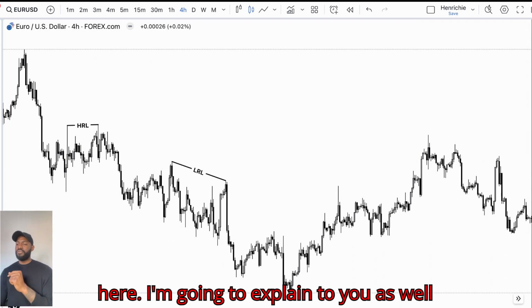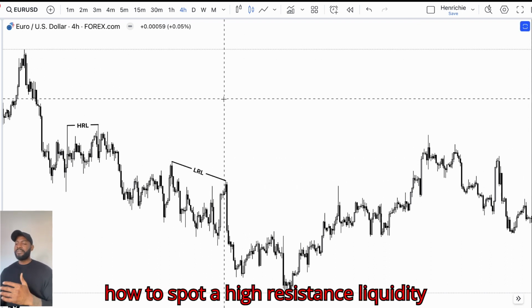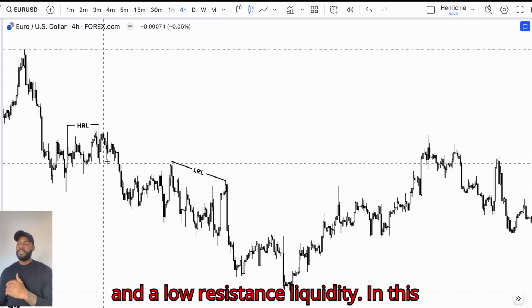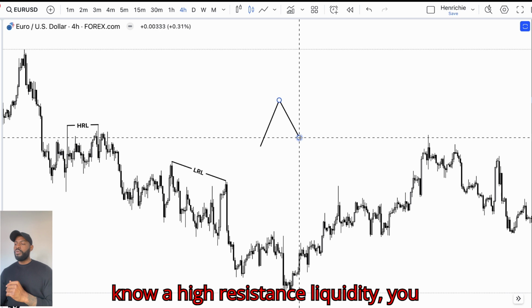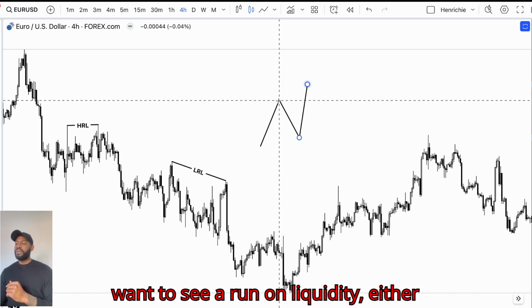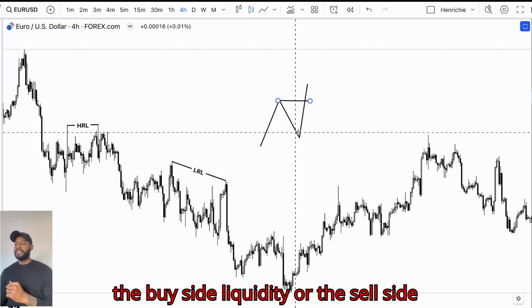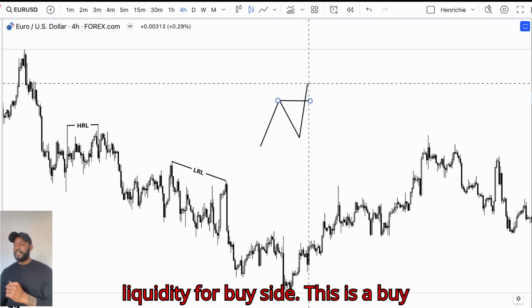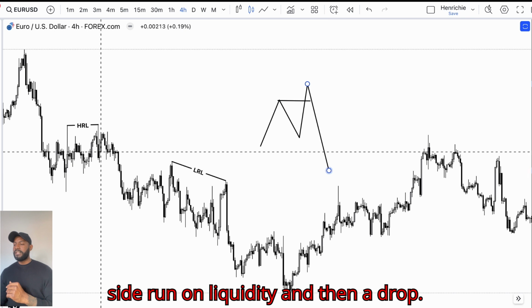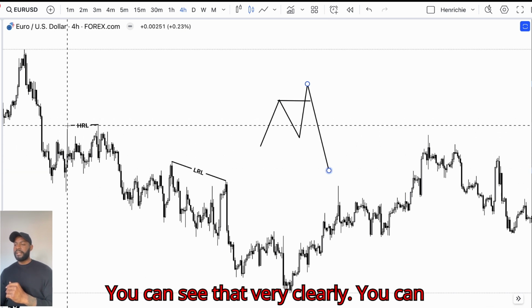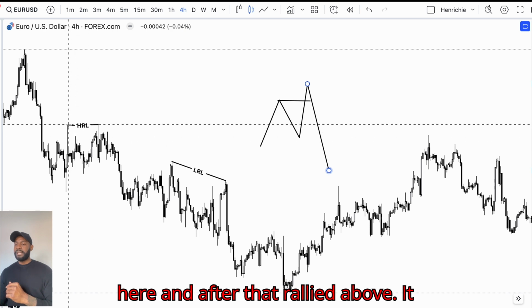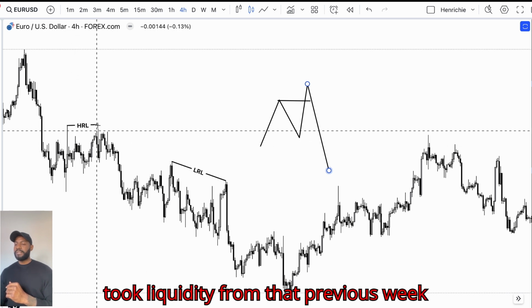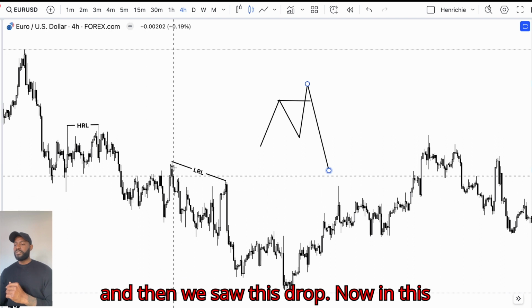I'm going to explain to you as well how to spot a high resistance liquidity and a low resistance liquidity. In this case, to know a high resistance liquidity, you want to see a run on liquidity, either the buy side liquidity or the sell side liquidity. For buy side, this is a buy side run on liquidity and then a drop. You can see that very clearly. Price left these wicks right here, and after that rallied above it, took liquidity from that previous wick, and then we saw this drop.